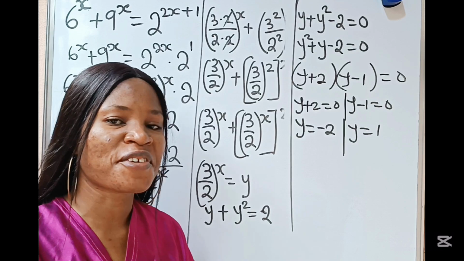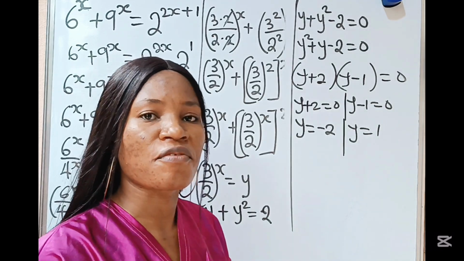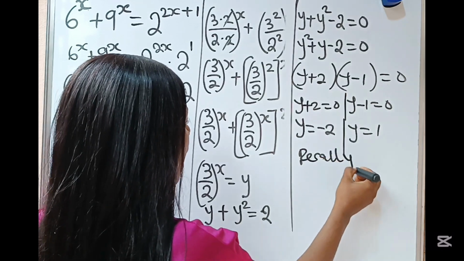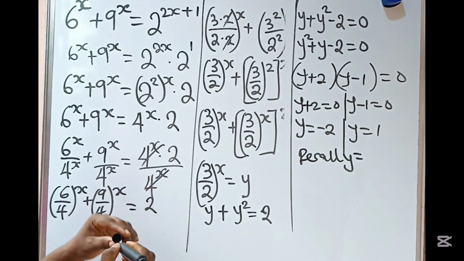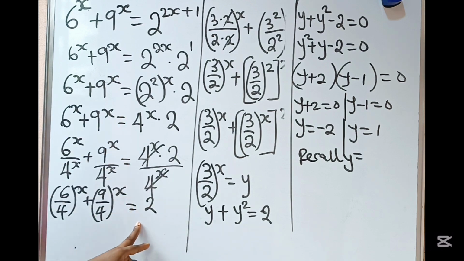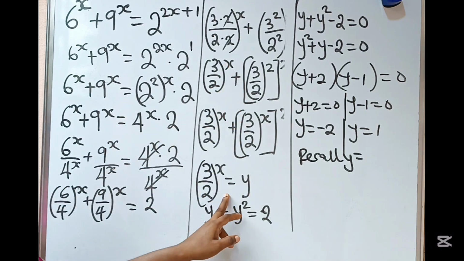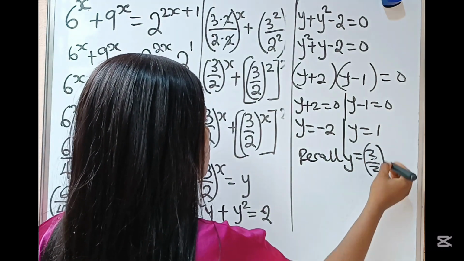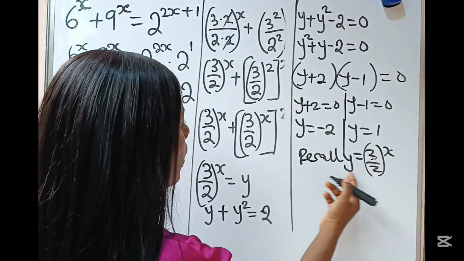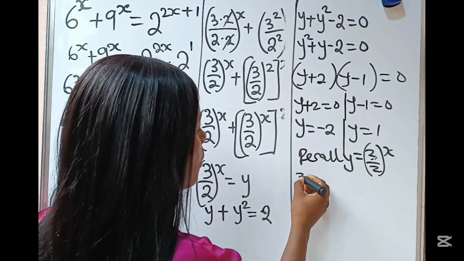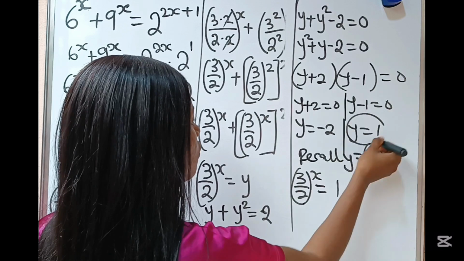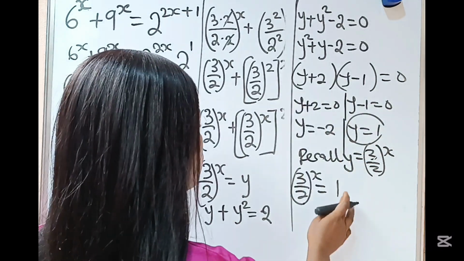But recall, we are not looking for the value of y, rather we are looking for the value of x. So let's recall where we said let our y be equal to 3 over 2 to the power of x. So y is 3 over 2 raised to the power of x. We can now write that 3 over 2 raised to the power of x is equal to 1. We are solving for this.